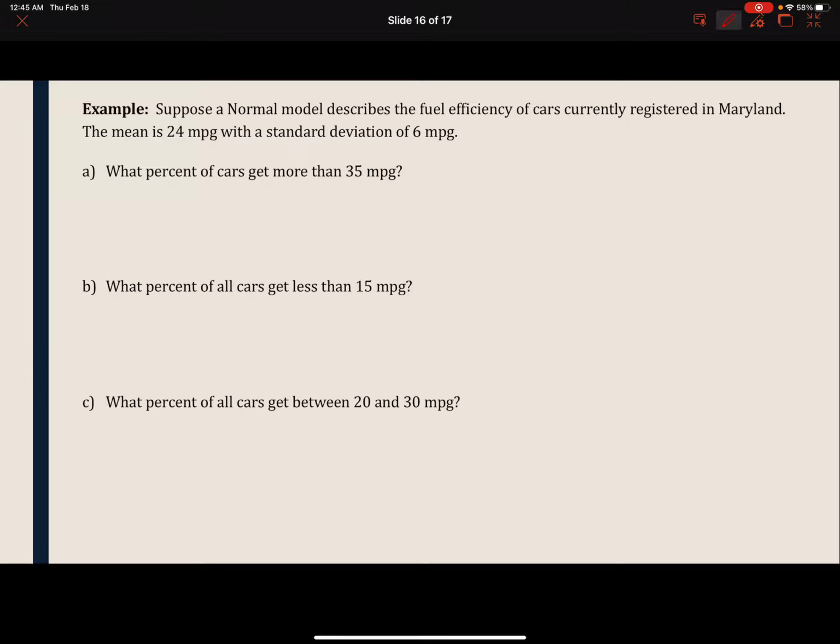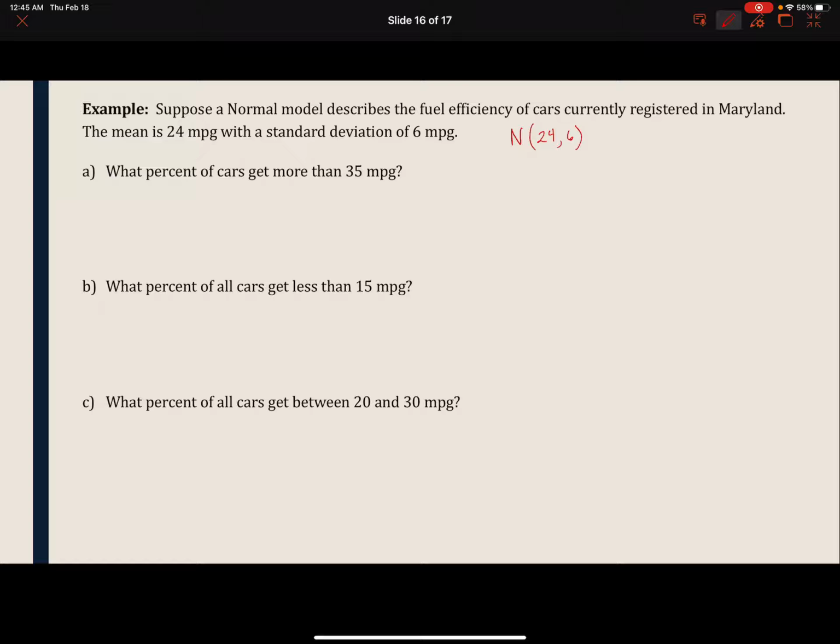In this video, we are going to do some more practice with the Normalcdf command and the InvNorm command. Suppose a normal model describes the fuel efficiency of cars currently registered in Maryland. The mean is 24 miles per gallon with a standard deviation of 6 miles per gallon. So we have a normal model with a mean of 24 and a standard deviation of 6. And it says, what percent of cars get more than 35 miles per gallon?